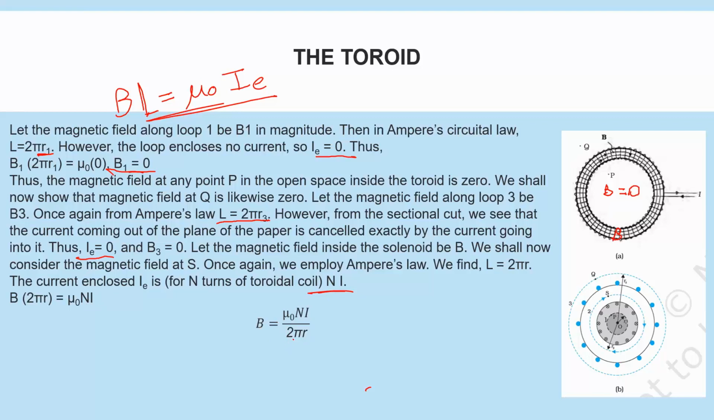So this is essentially how you find the magnetic field that is existing in the toroid, in between this entire region, this toroid region. So this is what we find.